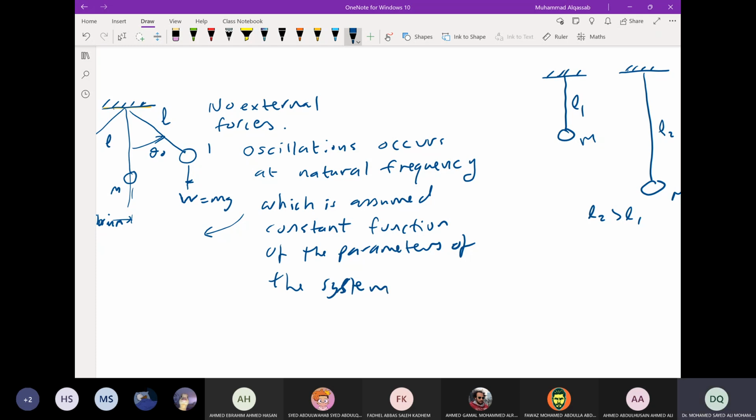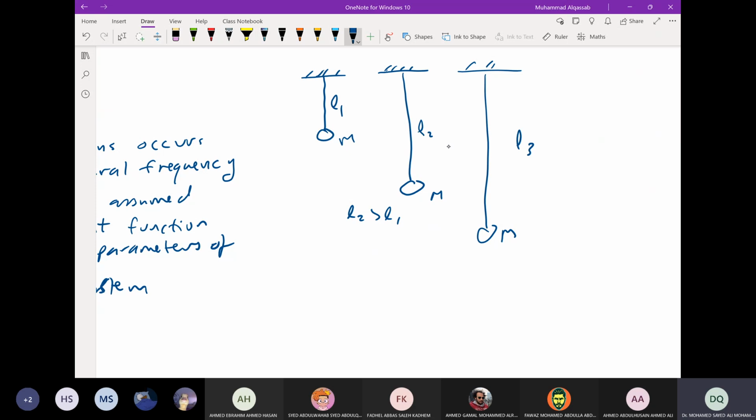Okay, what are the parameters of the system? For the pendulum, we have L and M. Those are the parameters. So the natural frequency, which is designated as omega n, is a function of L and M. It might be M as well, but for sure it is L.